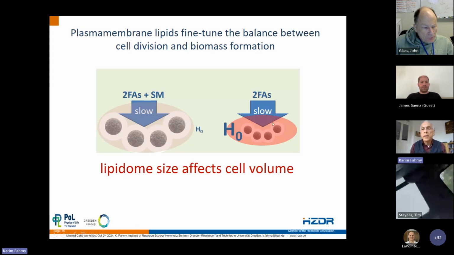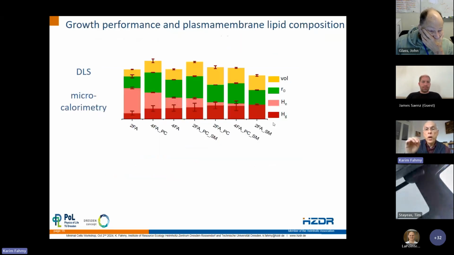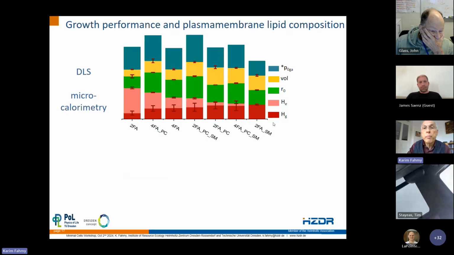So a minimal diet produces less biomass, not because there's less cells being formed. There's relatively many cells, but they're just smaller. So it's interesting. Lipidome size really affects cell volume. If we want to compare this eventually with lipidome, we have more things to do. First of all, we thought it could be that the altered lipid composition affects negatively the nutrient uptake. And that is also information that is encoded exclusively in the heat flow curves.